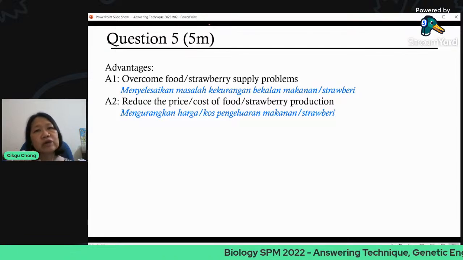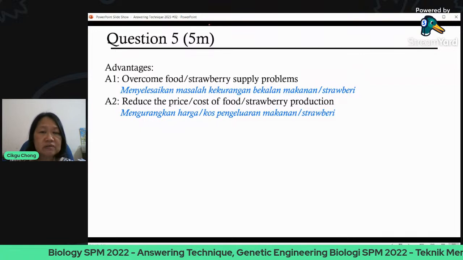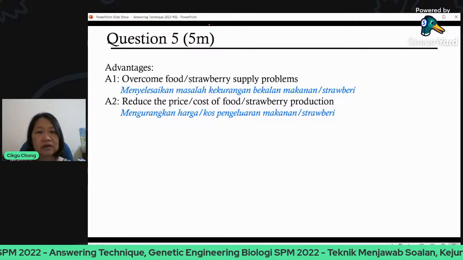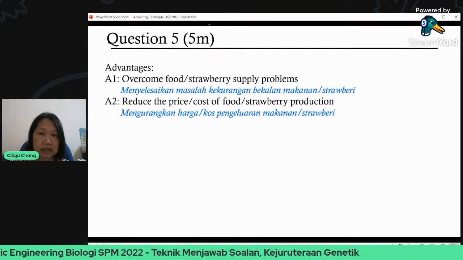But once you get it already, you can multiply the thing. You can use back the same breed. And then it becomes very cost effective because ada banyak, hasilnya banyak, okay? You can produce a lot of it. So it dapat mengurangkan harga, cost makanan.